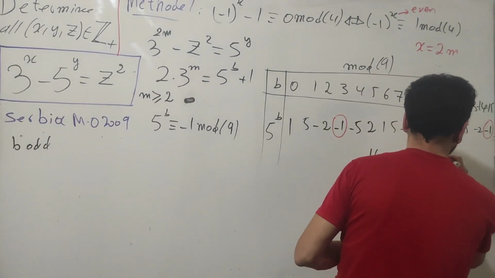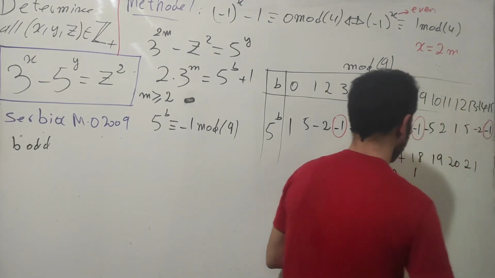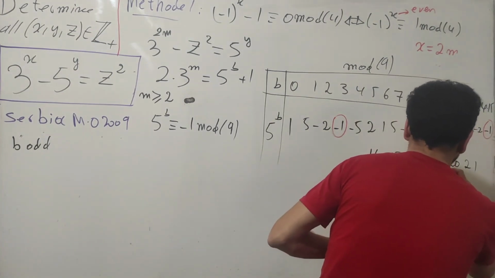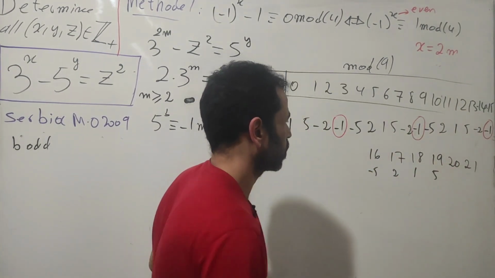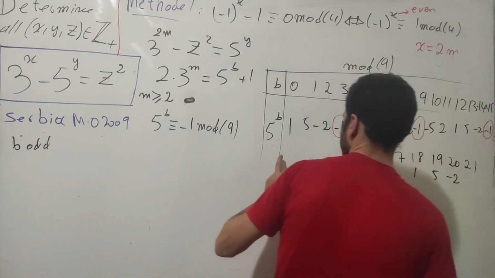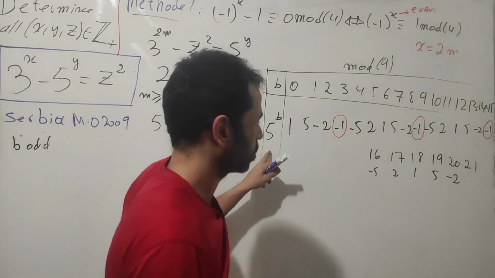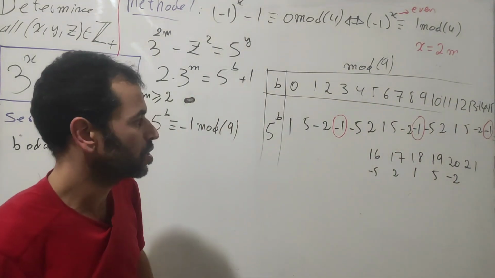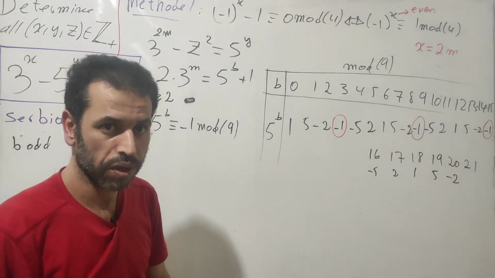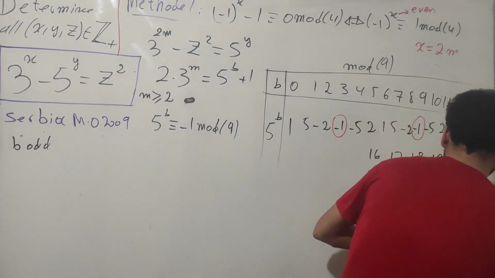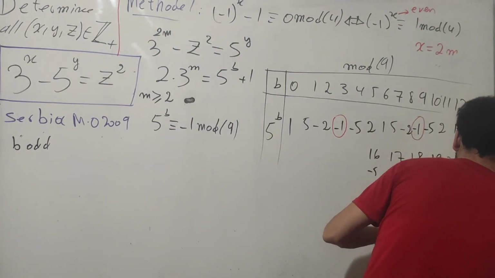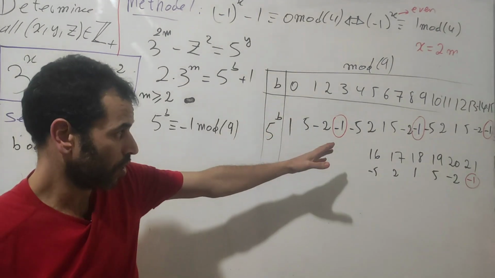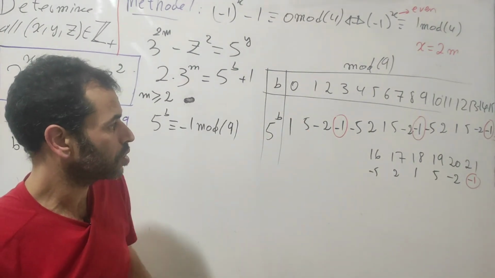Let's put 19, 20, and 21. For 19, I get 5 as the remainder. 5 multiplied by 5 is 25, so I get minus 2 here. Minus 2 multiplied by 5 is minus 10. Minus 10 plus 9 is minus 1. Now I got minus 1 here. I did this one quickly because we have a lot of values here, and I have to calculate them to check the remainders.